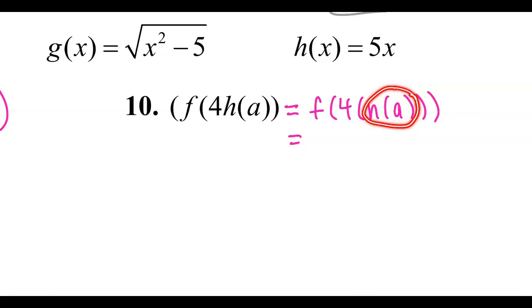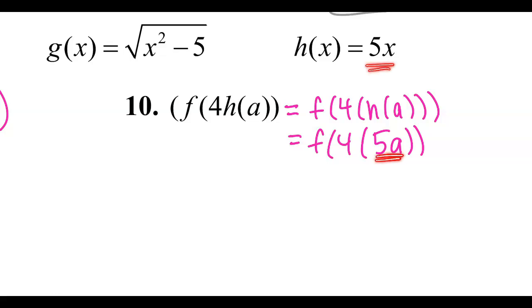Okay, well, we don't have an H of A, but we have an H of X. Think about it. If you're going to do H of A, what's your new variable instead of X? We're now going to have 5A instead of 5X. Okay, so we've substituted in the H. We now need to simplify. If we're working from the inside out, the 5A, nothing can change. However, with the 4 times 5A, we can change that. We can make that into 4 times 20A.